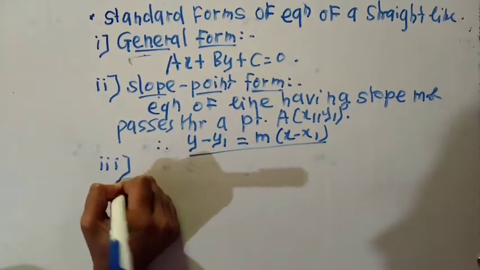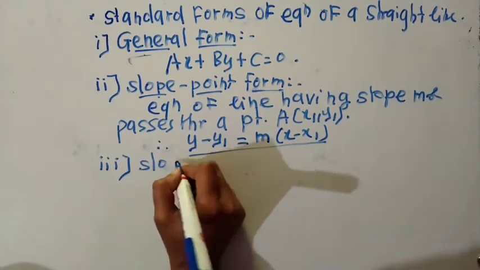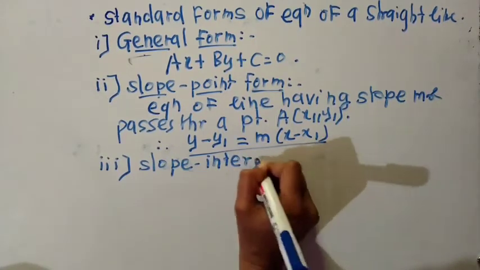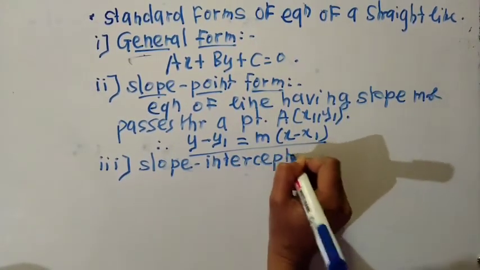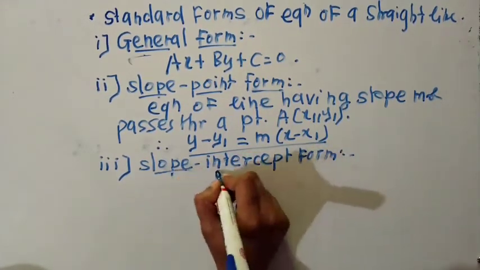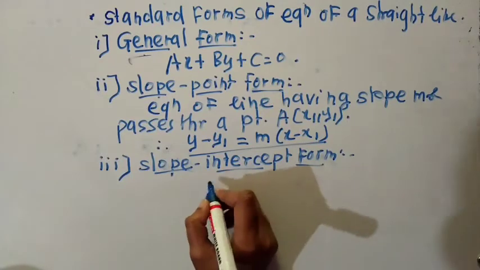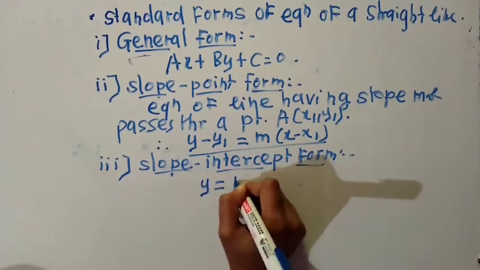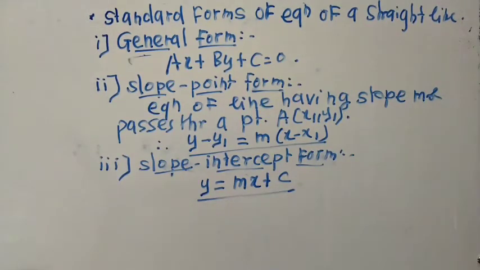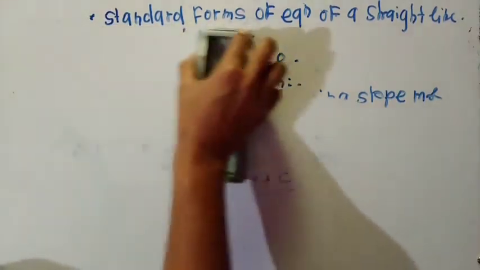Then the third is the slope intercept form: y is equal to mx plus c. This form is called the slope intercept form. Then we give the fourth form.